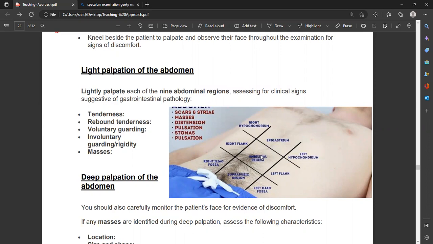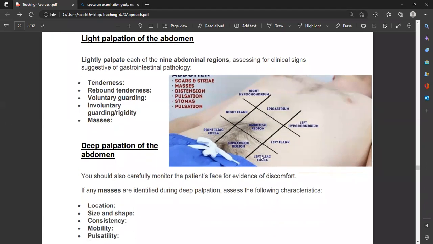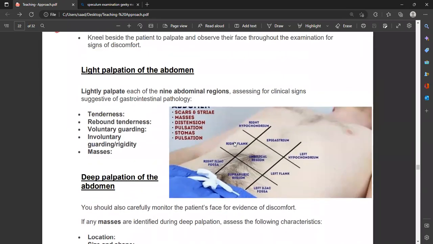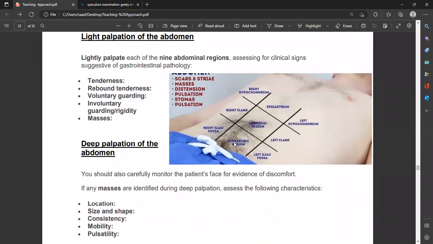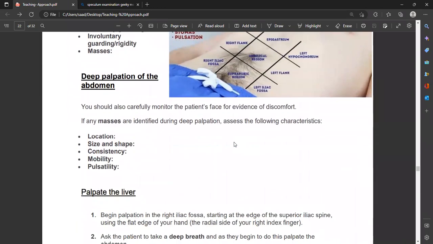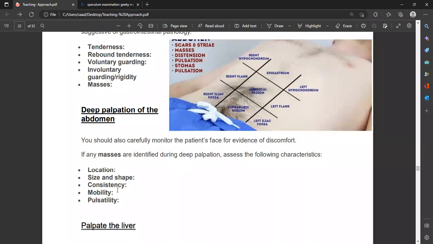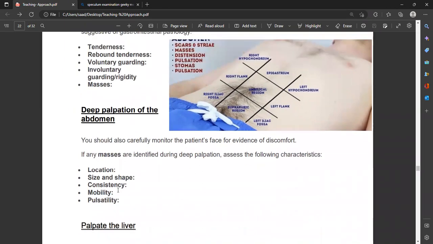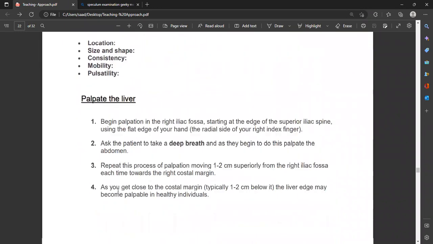You show the student that you are going to palpate, and that's how we are going to palpate. Just check all the quadrants for tenderness. Just cover light and deep palpation in one sentence. We check for tenderness, we check for any masses. If there are masses, we look for size, shape, consistency, mobility, and pulsatility. So you can cover light and deep palpation in one go, in one sentence.